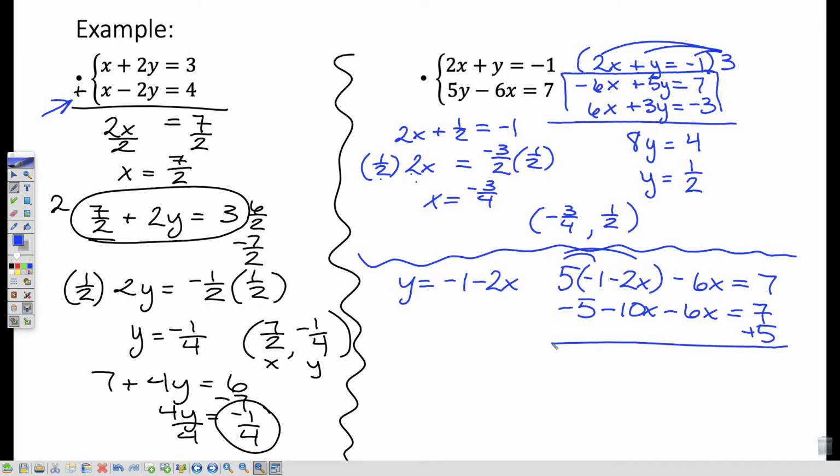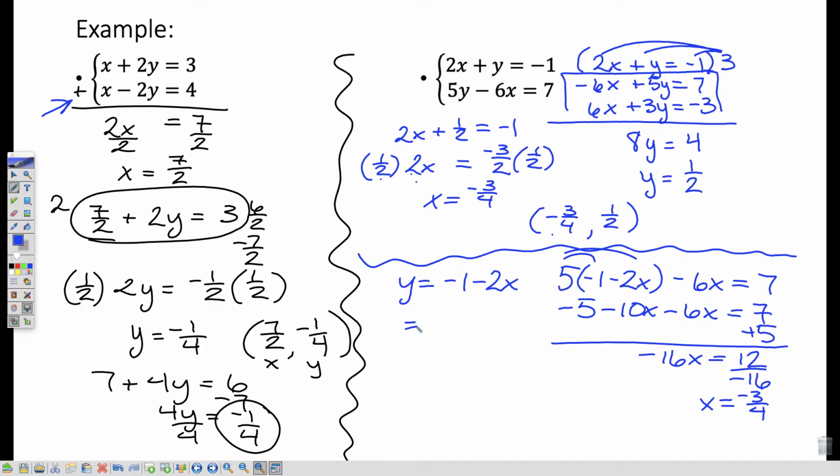Combine like terms. So -16x equals 12. Divide by -16, and I get x equals -3/4. Is that what we got? Yes. Got it. Okay. Now, once I have x, I can plug it back in and find what? Y. So plug it right in here.